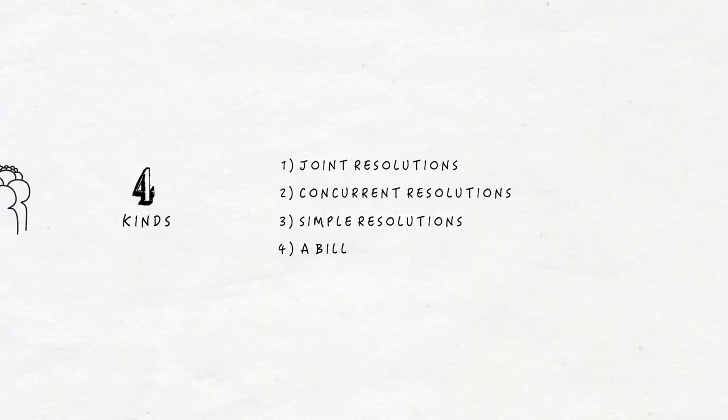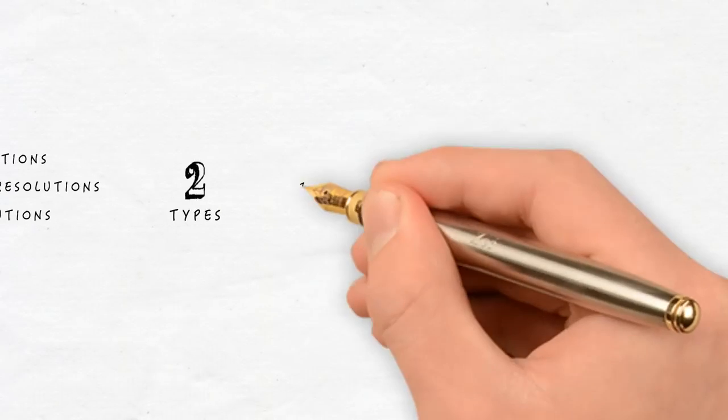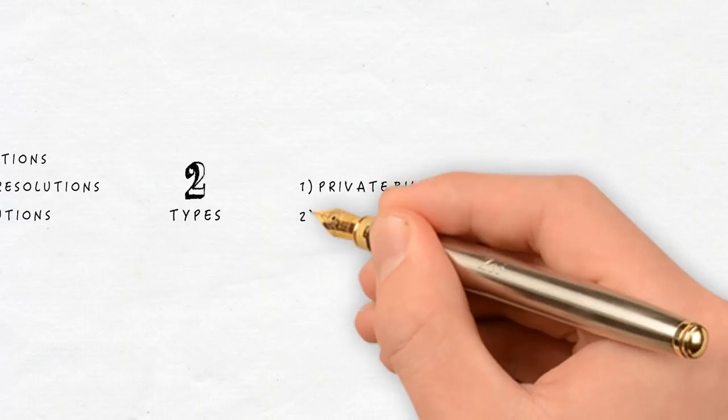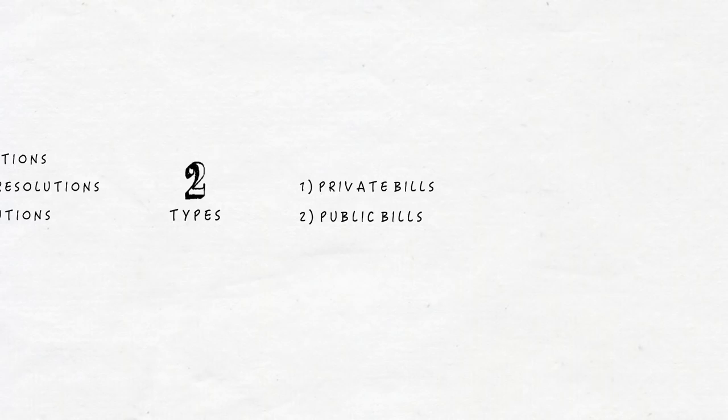Before any introduction is made, a bill's type must be determined. There are 2 types of bills. There are private bills, where the bill will only affect a specific person or organization, and public bills. Public bills affect the general population. In our case, our bill will be classified as a public bill.